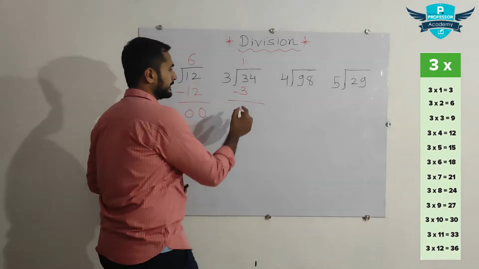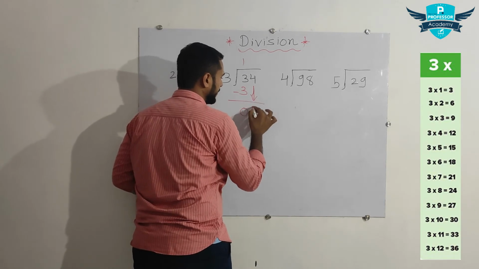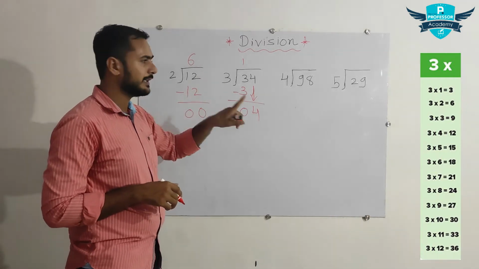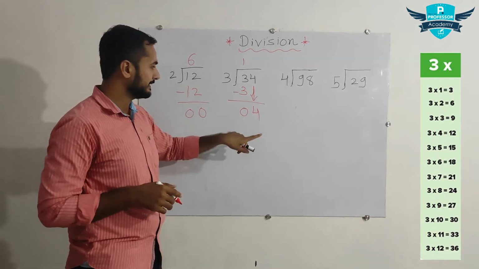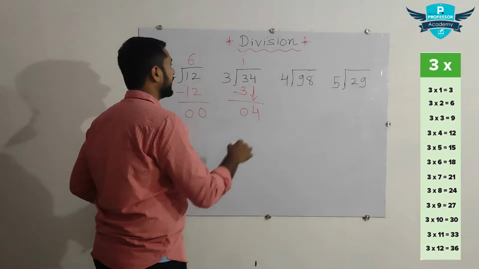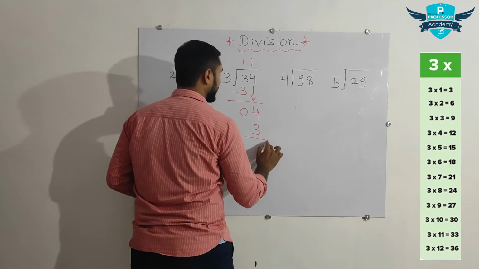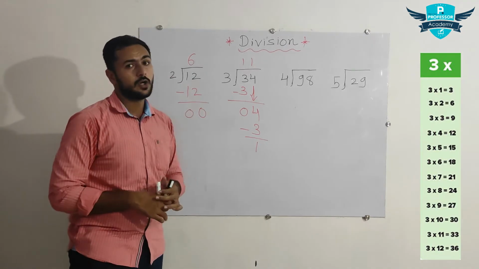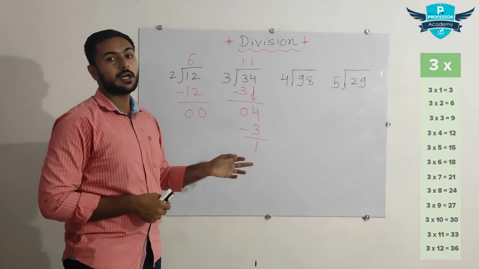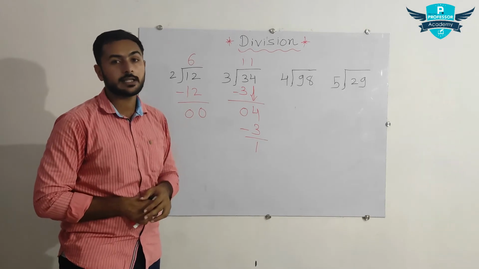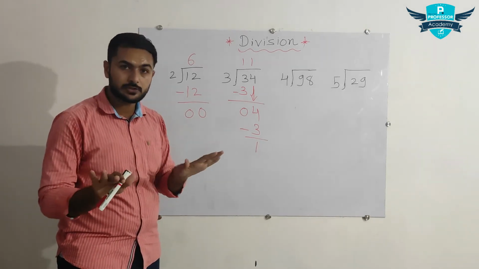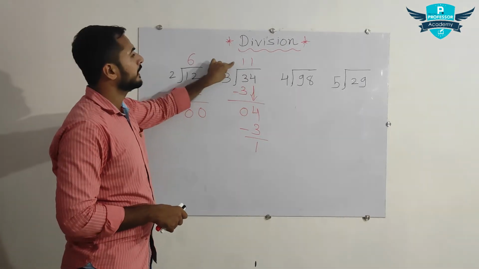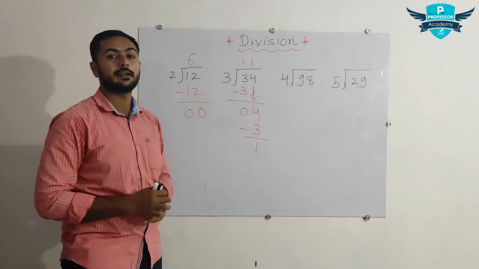Now the second number. We will bring it down here, after the first number. So here again, 3 ones are 3, 3 twos are 6. But 6 is bigger than 4. It means we will use 3 ones are 3. Again do the subtraction. 4 minus 3 is 1. Now is 1 bigger or smaller than 3? Yes, it is smaller than 3. It means our calculation is over. Now here 3 is the divisor, 34 is the dividend, 11 is the quotient, and 1 is the remainder.